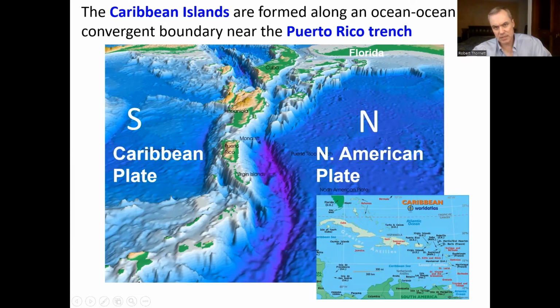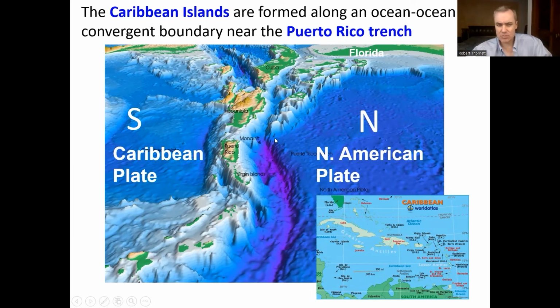And what you can see is that you have Cuba up here. This is actually Florida. It's part of the United States. Hispaniola, which is Dominican Republic and Haiti, Puerto Rico, and then the Virgin Islands over here. And they're all following the same volcanic arc, the same chain of islands, all created by volcanoes along this subducting zone, along this converging boundary. And this is an ocean-ocean boundary.